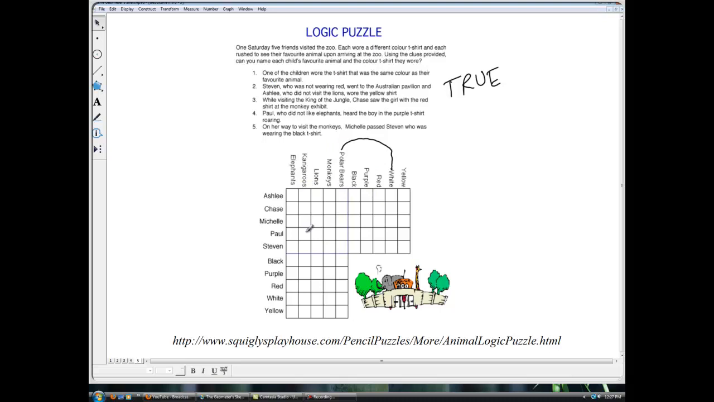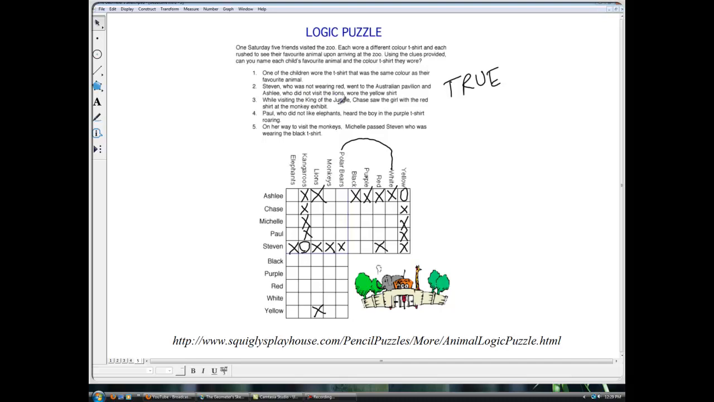Stephen was not wearing red. Stephen went to the Australian pavilion. In Australia, there are kangaroos, so Stephen was kangaroo. Now the nature of these puzzles says there's one valid animal and one valid color for each. Ashley did not visit the lions. Ashley wore a yellow shirt. Therefore, lions do not correspond with yellow.